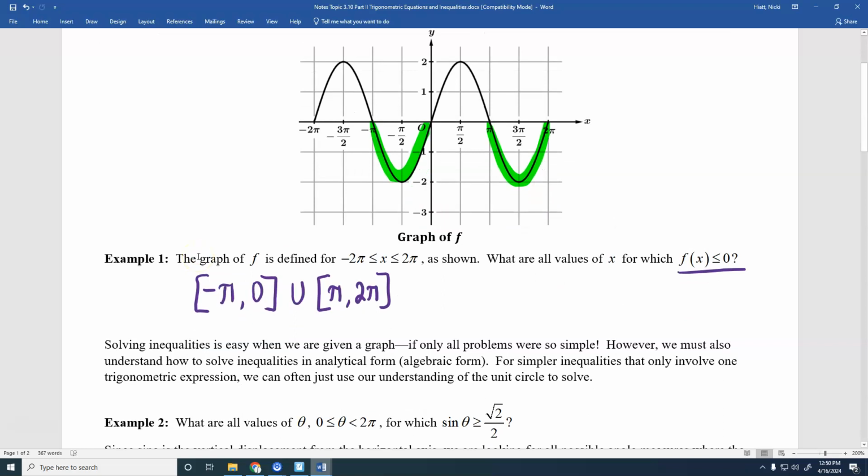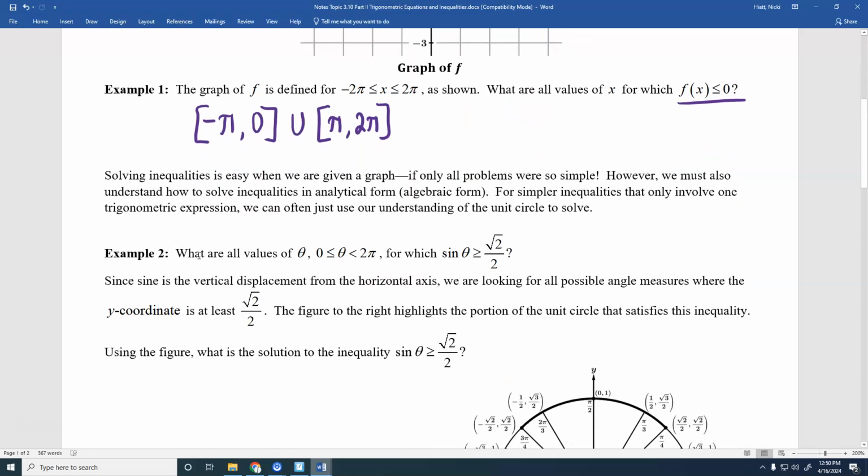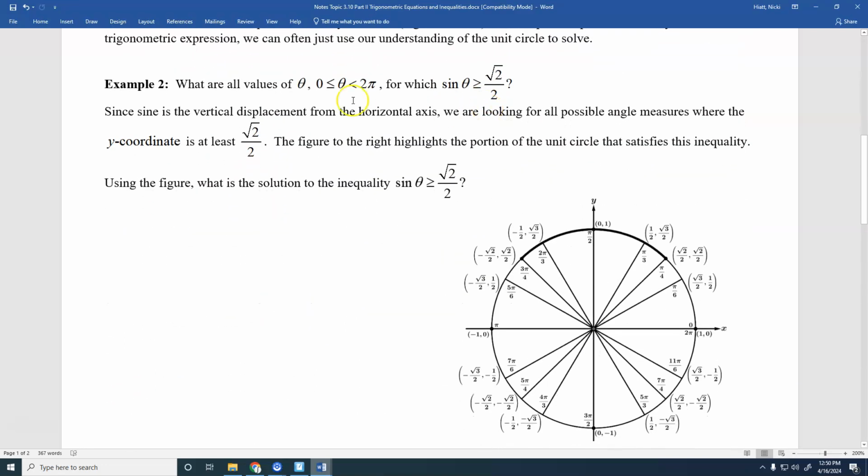However, we will not always have a graph. And whenever we're given an inequality and we must do this algebraically, in general, I don't think drawing a graph like this is the easiest way to do it. Instead, I would use the unit circle like he's going to show you here. He sort of explains stuff here. You can read it if you want, but I'll just explain it as we go.